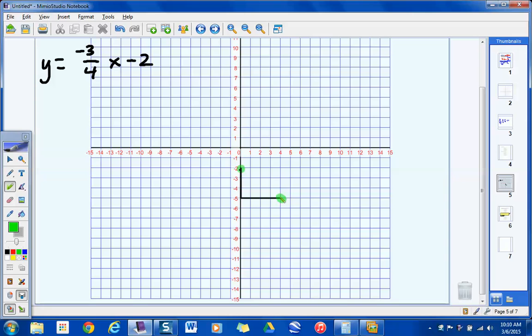Hey, before I even draw that line, check it out. Linear growth or linear decay? Okay, is that going to match what we had up here in this slope here? Okay. What questions have you guys got?